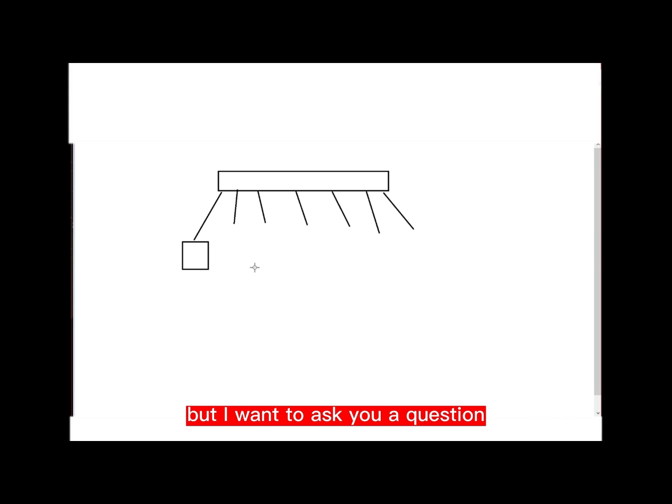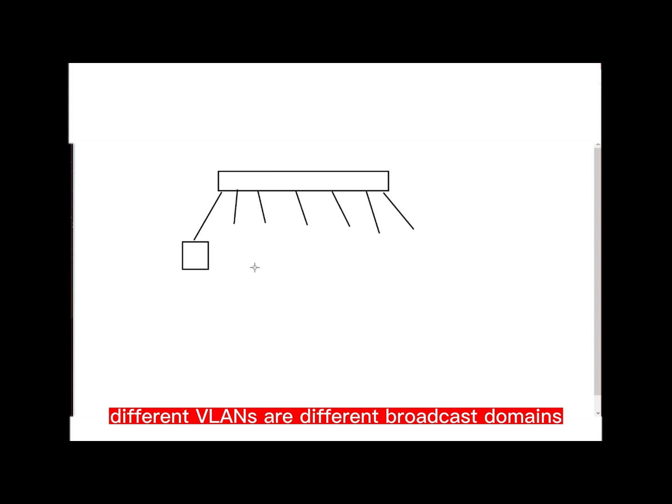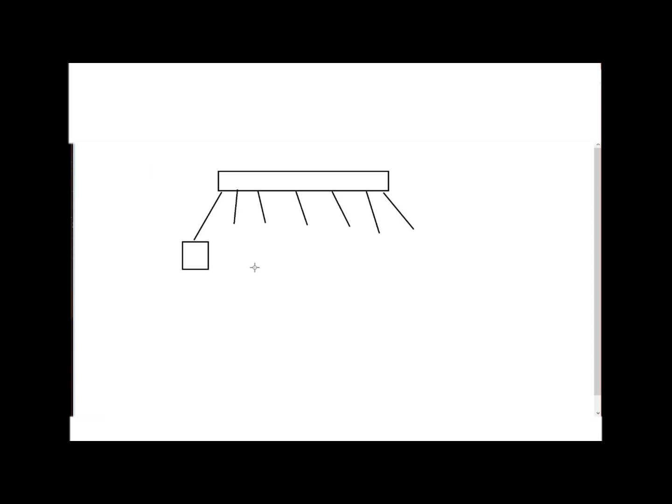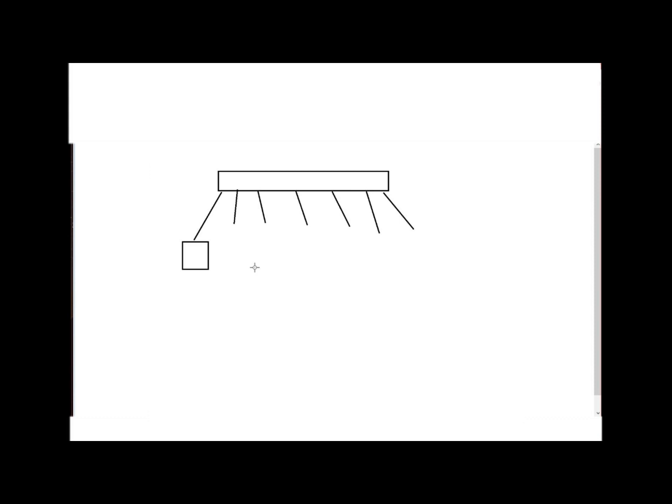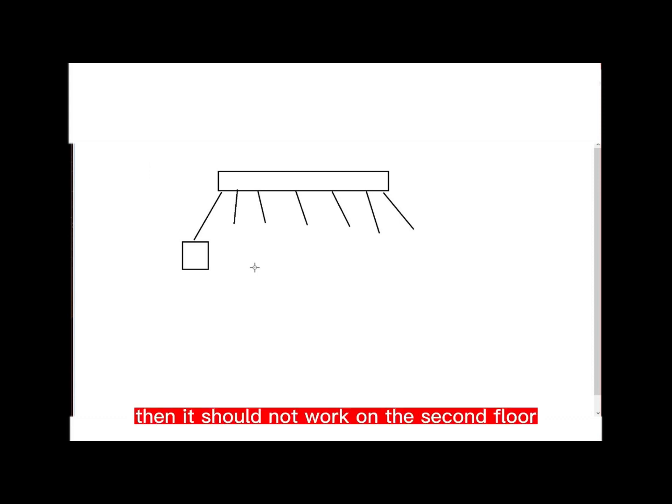But I want to ask you a question. When we were learning VLAN, there is often a thing that is easiest to confuse. You may have heard the saying before: different VLANs are different broadcast domains. There is no connection between different network segments. If you want to communicate between different network segments, you need to find a gateway across network segments. Going to the third floor is also impossible, so it should not work on the second floor.